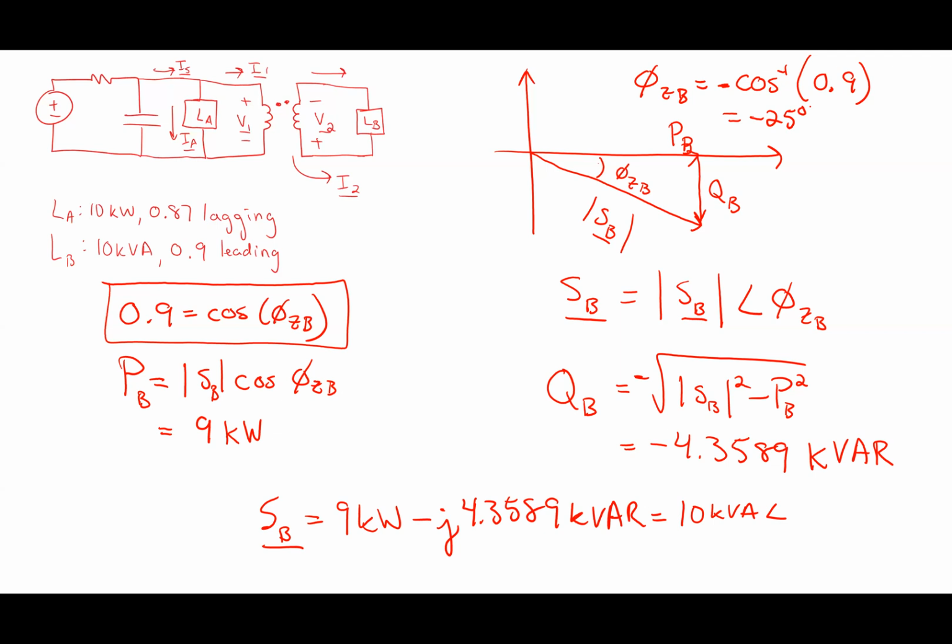So I could also have done the Pythagorean theorem with these numbers and I would have gotten 10 kVA for that. So this works out to be that, and I'll write the negative 25 there. Does that answer your question? Okay. And again, the terms we use for these things: real power, reactive power, apparent power.